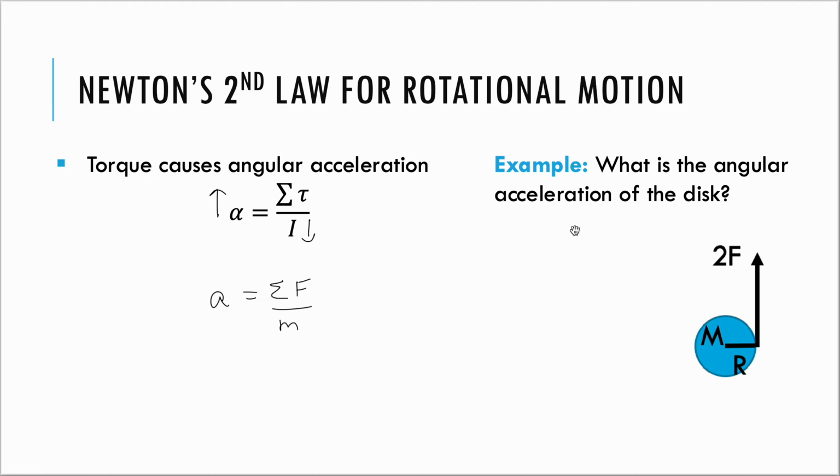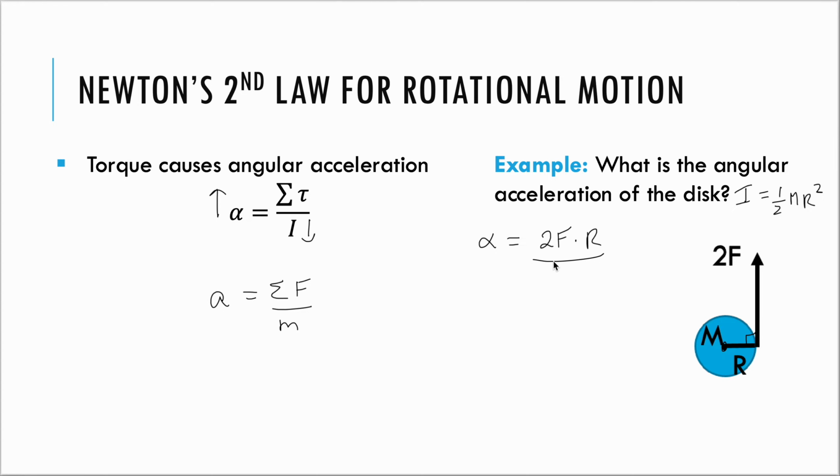Let's look at an example. What is the angular acceleration of this disk? Let's assume this is a solid disk. That means that the moment of inertia from the previous chart is 1/2 mr squared. Now, angular acceleration is given as the sum of torques over I. The torque is due to this force, which is called 2F, and it's acting at a distance r from the axis of rotation, which we're assuming is at the center. So the torque is just force times distance, 2F times r.